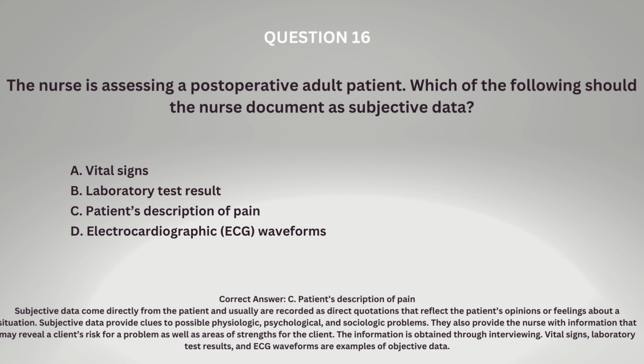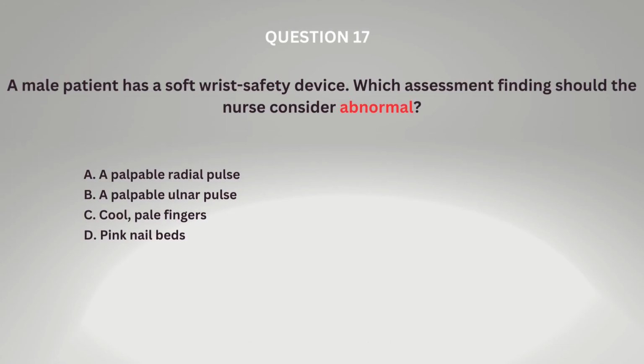Subjective data provide clues to possible physiologic, psychological, and sociologic problems. They also provide the nurse with information that may reveal a client's risk for a problem as well as areas of strengths for the client. The information is obtained through interviewing. Vital signs, laboratory test results, and ECG waveforms are examples of objective data. A male patient has a soft wrist safety device. Which assessment finding should the nurse consider abnormal?